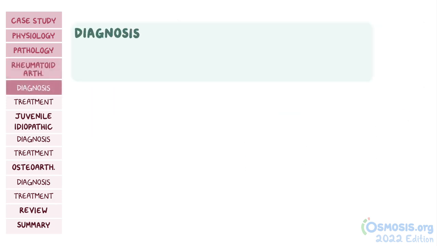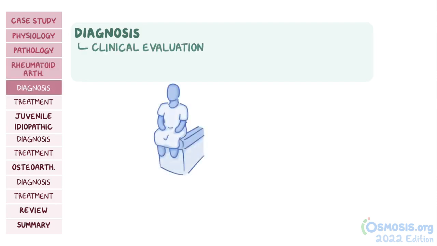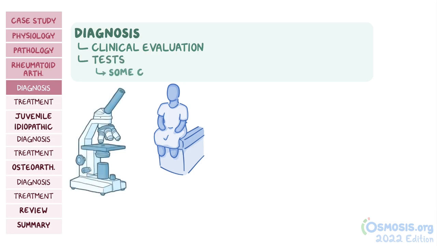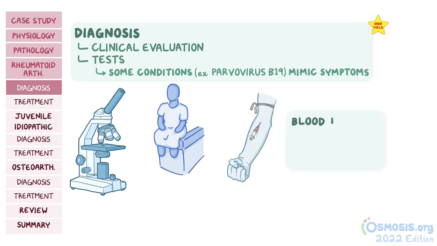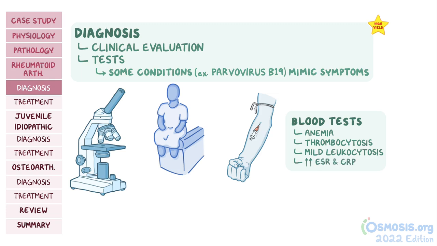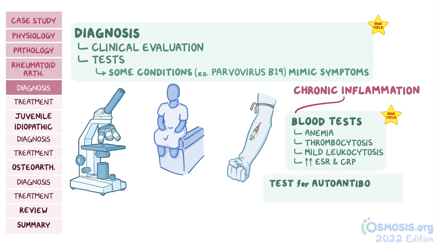Diagnosis of rheumatoid arthritis is based on a complete clinical evaluation, followed by a series of tests, since some conditions, like parvovirus B19 infection, may mimic the symptoms of rheumatoid arthritis. Okay, so when it comes to blood tests, there might be signs of anemia, thrombocytosis, mild leukocytosis, an elevated erythrocyte sedimentation rate, or ESR, and C-reactive protein, or CRP, all of which are caused by the chronic inflammation associated with the disease. It's also important to test for autoantibodies like RF and anti-CCP.